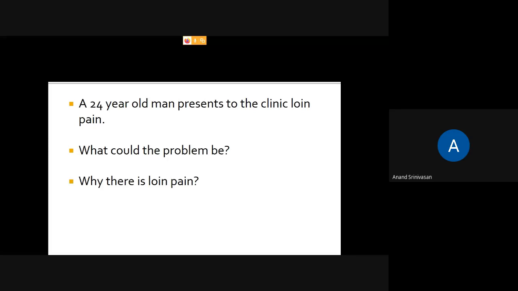many other conditions. But with respect to the excretory system, where could the problem be? Because the loin is most likely the location for the kidneys, the problem could be in the kidneys. Why is there a loin pain? Because the kidney and the skin over the loin region are supplied by the same nerve. So that's why there is a loin pain.